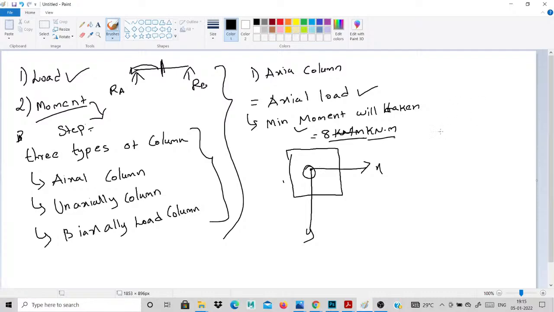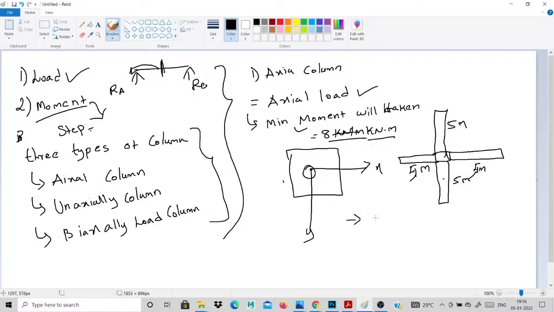I simply draw this real structure. This is our column, assumed as a column. On this side also a beam is there. This is a beam, this is a beam, this is a beam. The four beams are available, and these four beams are at equal spacing. That is called an axial column. These two sides and this side, all uniform spacing. That is called an axial column.